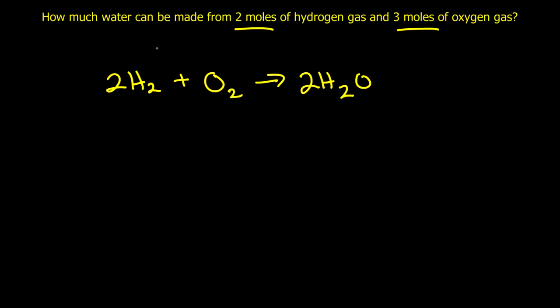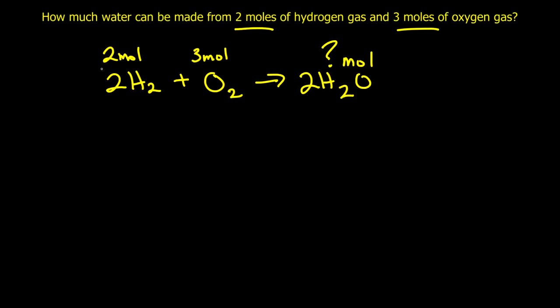So it says how much water can be made from 2 moles of hydrogen and 3 moles of oxygen. So we're looking for how much water can be made, and we're going to do it in moles since we are starting with moles. We'll just do a simple mole to mole conversion. It says I got 2 moles of hydrogen. So I got 2 moles of hydrogen gas. I got 3 moles of oxygen gas.